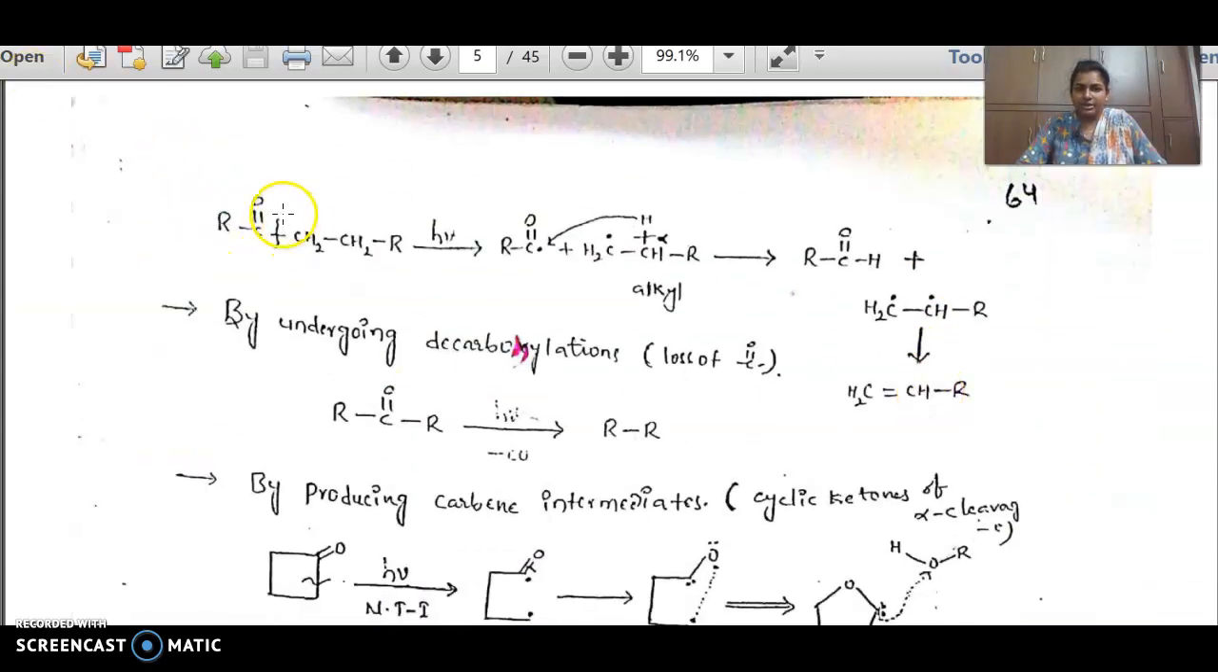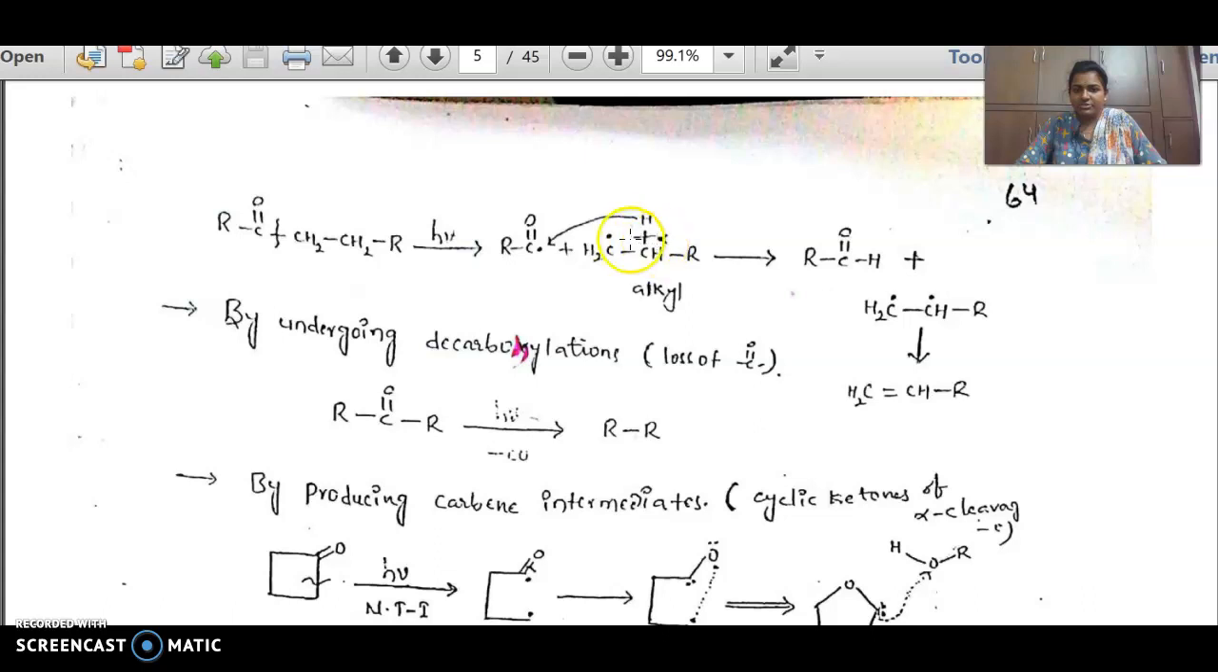Okay, here the cleavage occurred. It forms RC=O radical and RCH2CH2 radical. Two radicals are formed after exposure to the light. Now the acyl radical is taking hydrogen from the alpha position of the other radical. Here, CH2 radical CH2, from CH2 it is taking H. It becomes RC=OH, an aldehyde you will get.